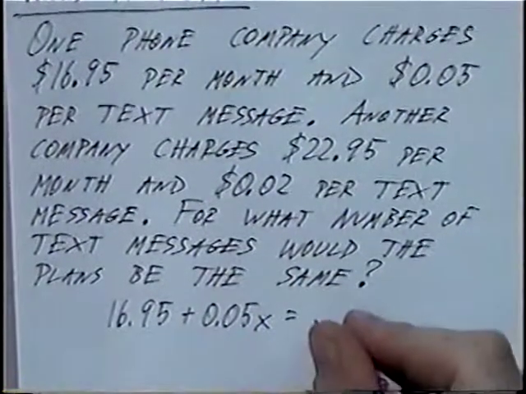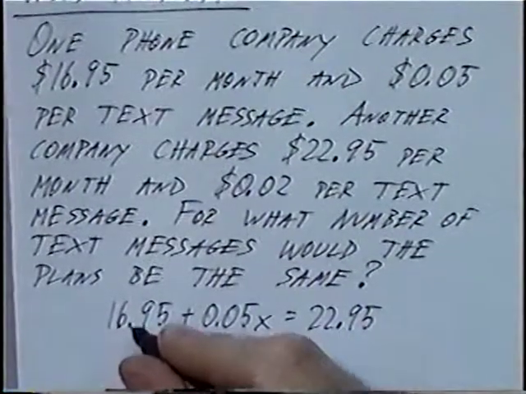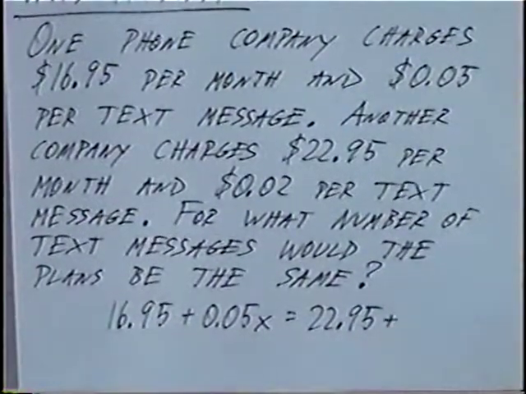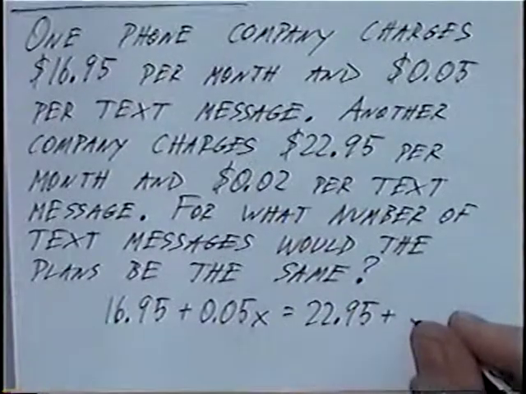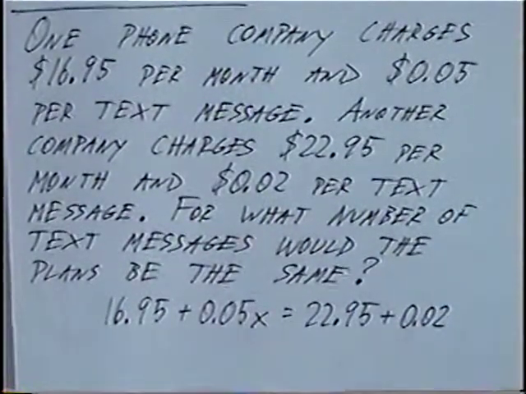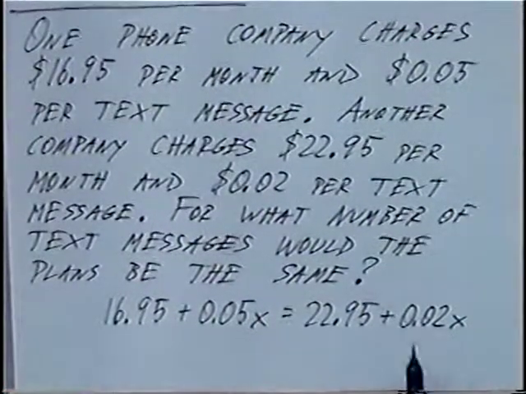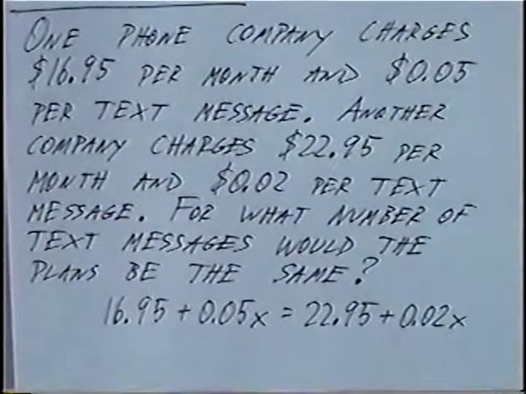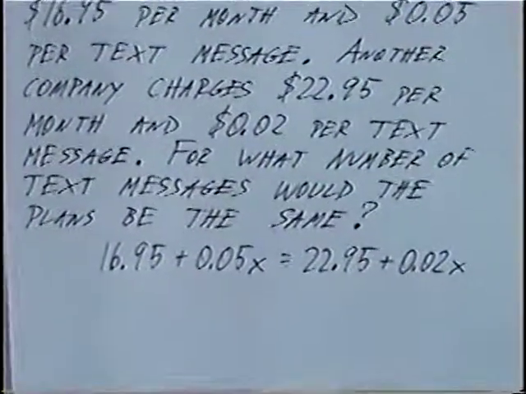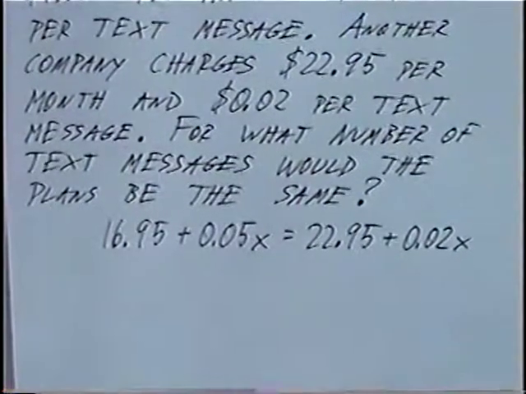The second company is $22.95 per month, plus the text messages. For the second company is 2 cents per message. And again, x is our number of text messages, so 2 cents times x will tell us how much the additional cost is for text messages. Solving this equation, we can find out x and find out when the plans would be the same.